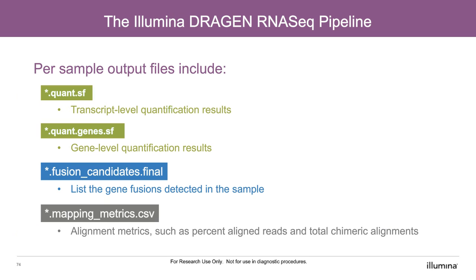Okay, so the main files that we're going to get are our quantification results, which are going to be normalized in TPM, transcripts per million mapped reads, a normalization method that's very similar to FPKM. You're going to get both your quant.sf, which is your transcript level quantification results, and your quant.genes.sf, or the gene level quantification results. You're also going to get your fusion candidates final file, and your mapping metrics.csv. Again, just a reminder, those mapping metrics are not going to include duplicate marking because that setting is not configured, but they will contain your alignment metrics like your percent aligned reads and total chimeric alignments.